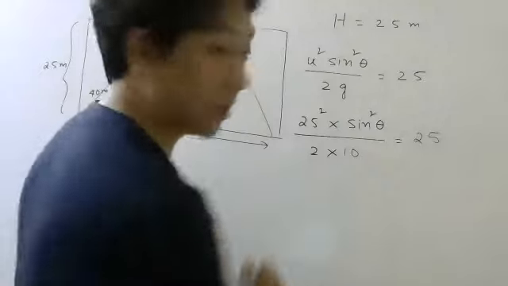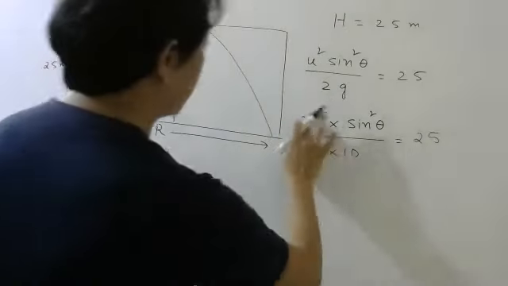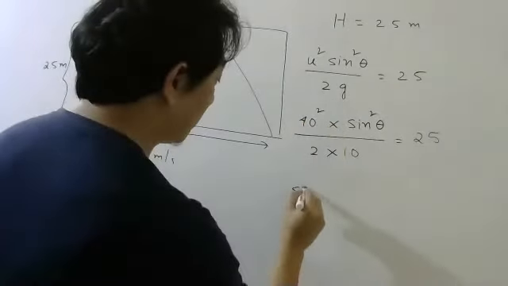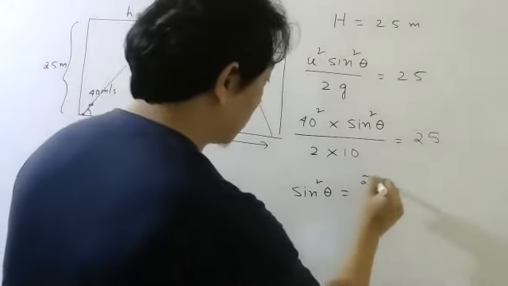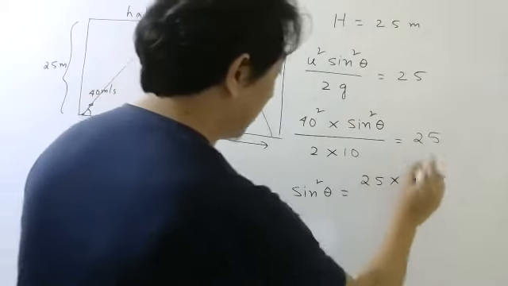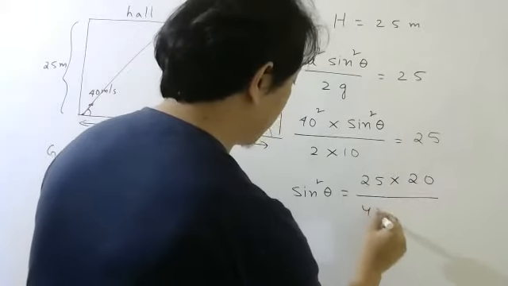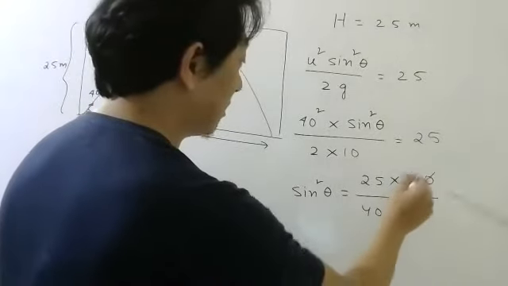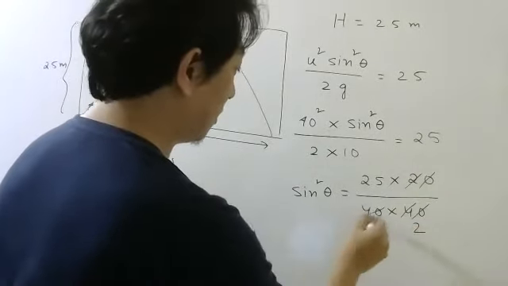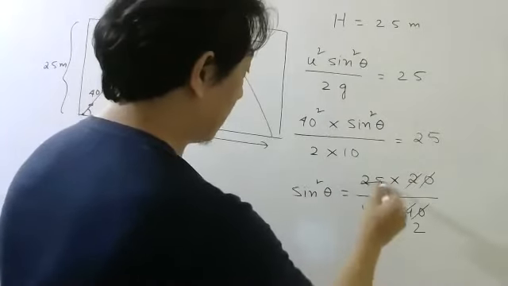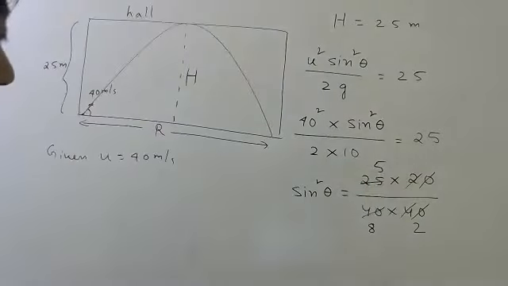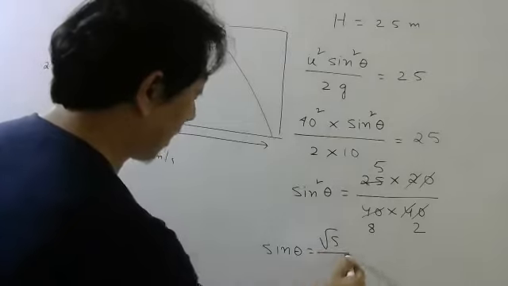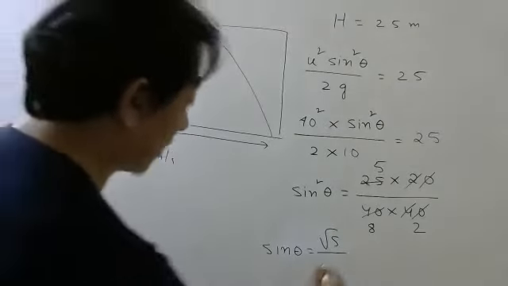So how much U will come? U is 40. So what will be my sine square theta? 25 into 2 tens are 20, cross multiply 20. Here 40 into 40, right? 40 square means 40 into 40. 1 0 you can cancel. 2 2s are 4. 5 8s are 40. 5 5s are 15. So sine theta will come how much? Root 5 by root 16. Root 16 I can write 4.